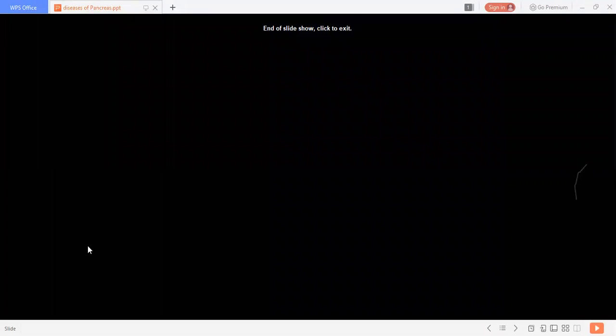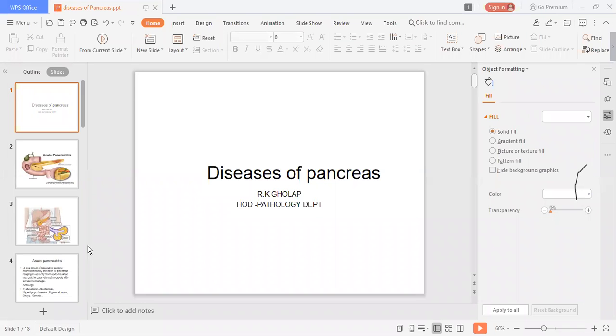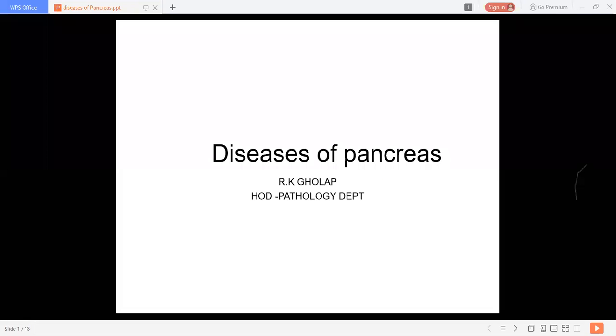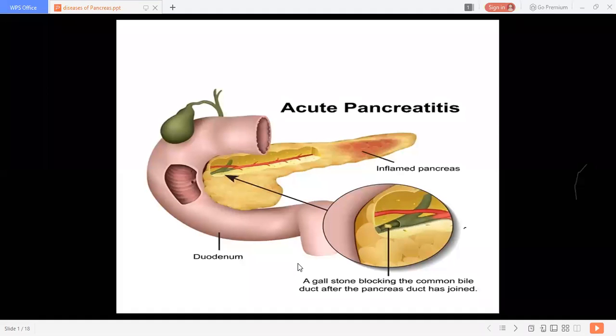Now we will discuss what we call the clinical features of acute pancreatitis. Do you know anyone? What are the clinical features of pancreatitis? Yes. Clinical features. How will the patient present to you?